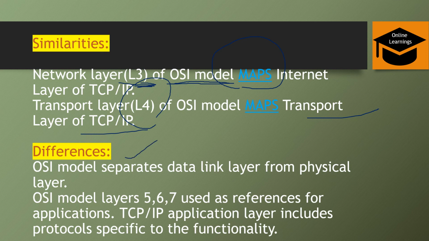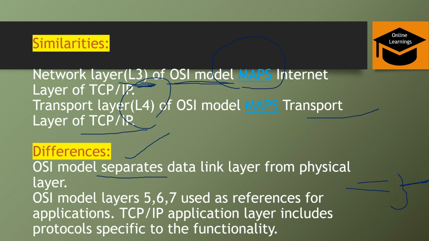Then we come to the differences. So what are the differences? As you saw in the picture, the OSI model separates the data link layer from the physical layer. So there is one physical layer and then there is the data link layer. But in TCP/IP, there is only one network access layer, which constitutes both the functionalities of these layers. But in the OSI model, there are two layers, physical layer and data link layer, which help to understand the functionality of networking better.